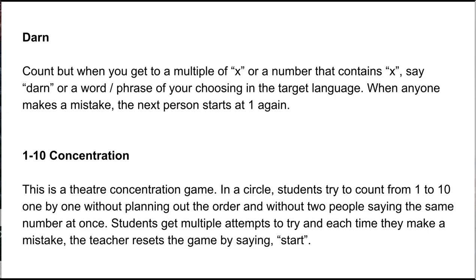1 to 10 concentration. In a circle, students try to count from 1 to 10, one by one, without planning out the order and without 2 people saying the same number at once. Students get multiple attempts to try, and each time they make a mistake, the teacher resets the game by saying, start.